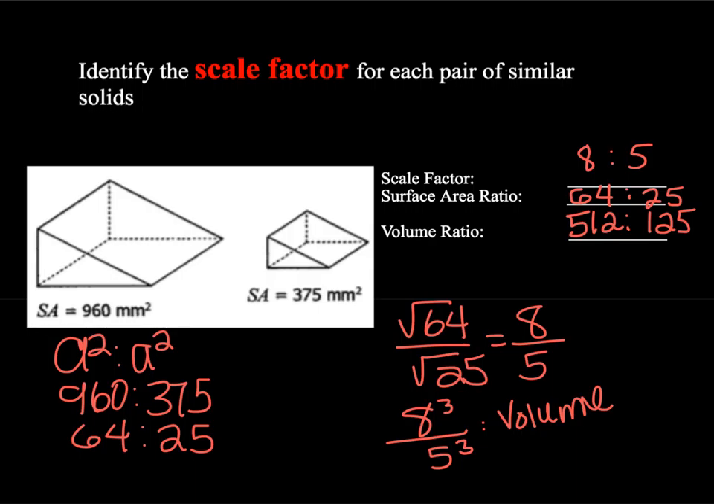Alrighty, let's see what we did here. What we did was we found the ratio, and then once we found the ratio, 64 to 25, that's area. We put it under the location for area ratio. And then once we found the area ratio, to go back to the scale factor, to go from a second power to a first power, we take the square root. So that's 8 to 5. Volume is cubed, so I take 8 cubed over 5 cubed and get 512 to 125.